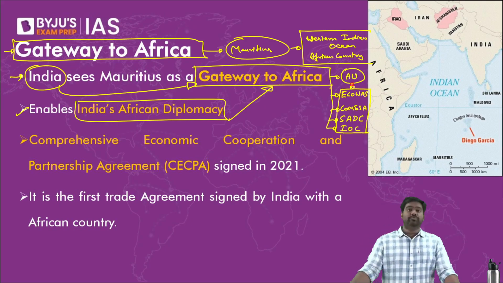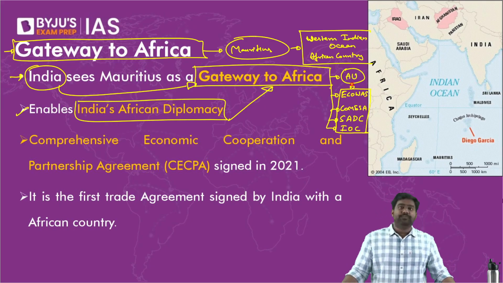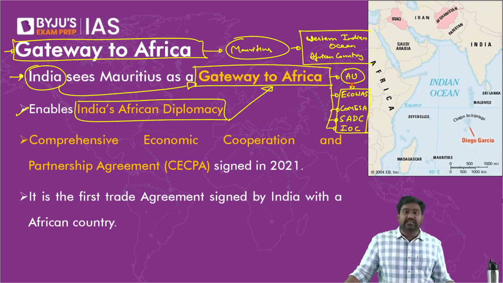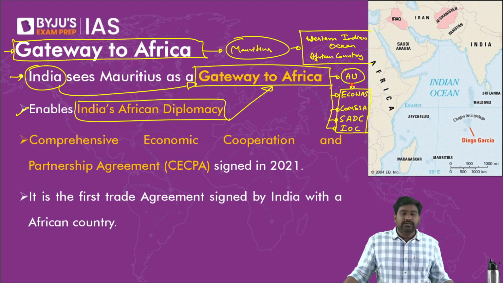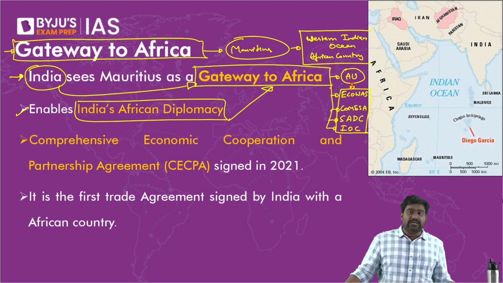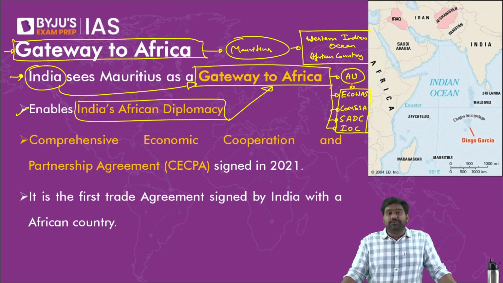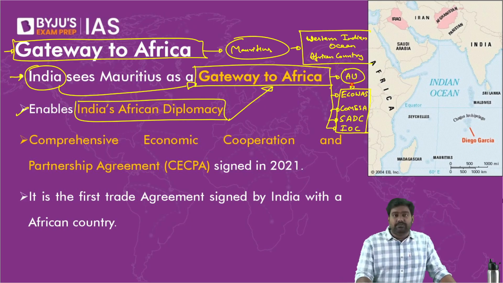ECOWAS is an economic community of West African states, right? COMESA is a community of Eastern Southern African states. It's an economic community to boost economic ties. SADC is the Southern African Development Council, bringing all Southern African countries together. And the Indian Ocean Commission, all the Indian Ocean countries here, some of them near Africa, they have formed a commission.